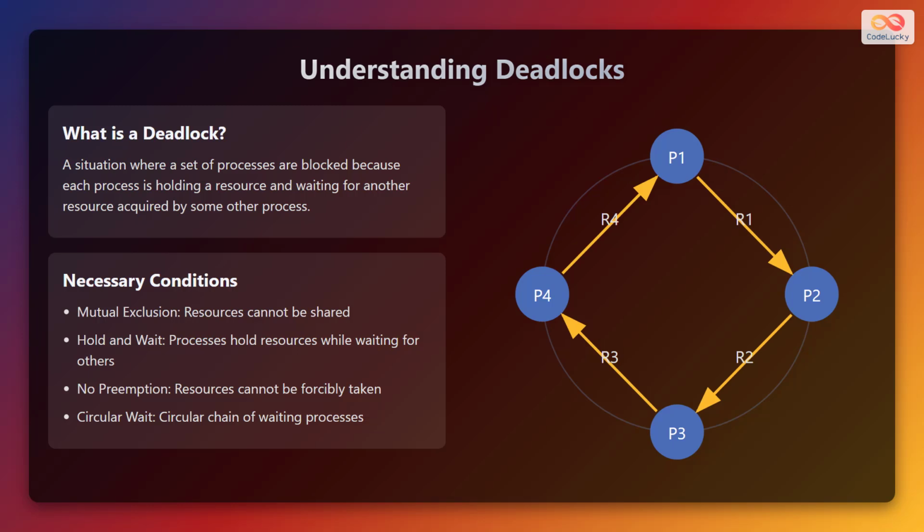These are: first, mutual exclusion, which means that resources cannot be shared; second, hold and wait, meaning processes hold resources while waiting for others; third, no preemption, where resources cannot be forcibly taken away from a process; and fourth, circular wait, which means there is a circular chain of waiting processes. The diagram illustrates a circular deadlock scenario, where four processes, P1, P2, P3, and P4, are each waiting for a resource held by the next process in the circle.